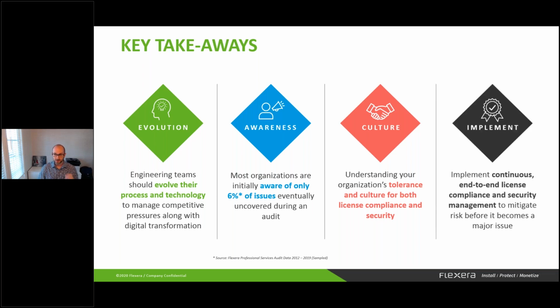And then finally, implementation, right? All of this ultimately doesn't matter if you don't act on it. So implement a continuous end-to-end license compliance and security management solution, and make sure it's plugged into the right tools so that you're not causing engineering to have to log into yet another application.